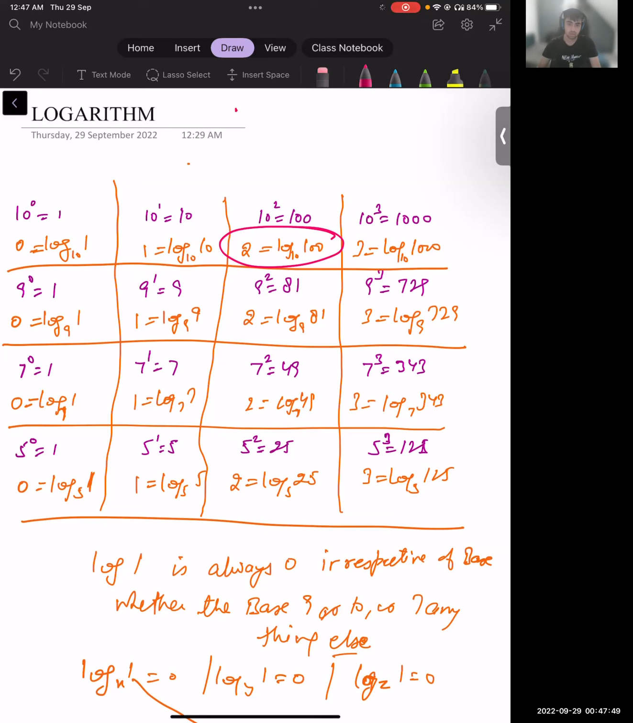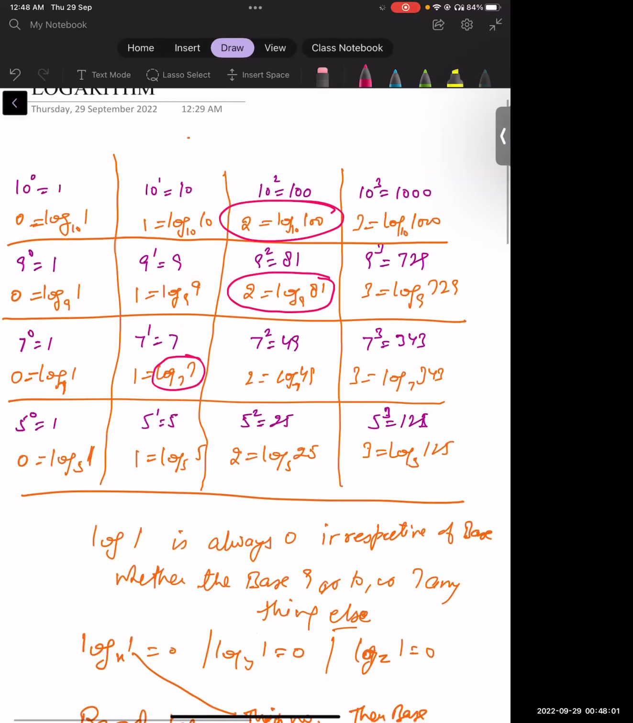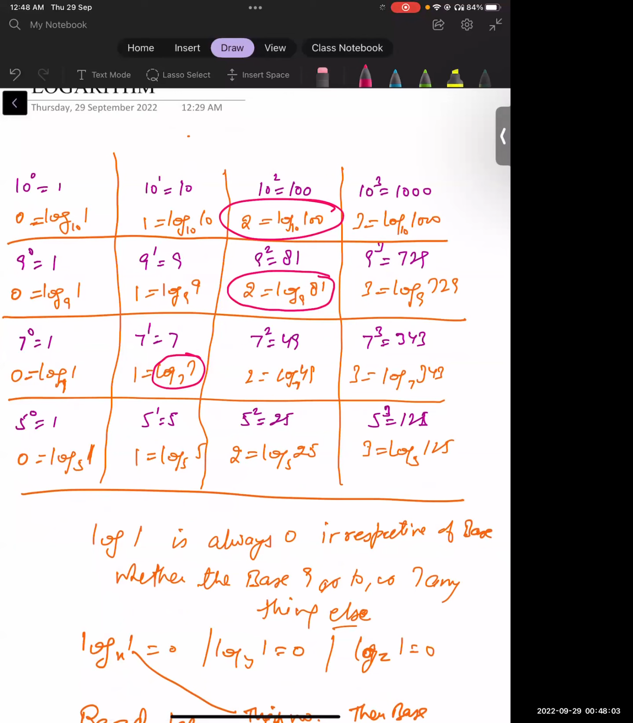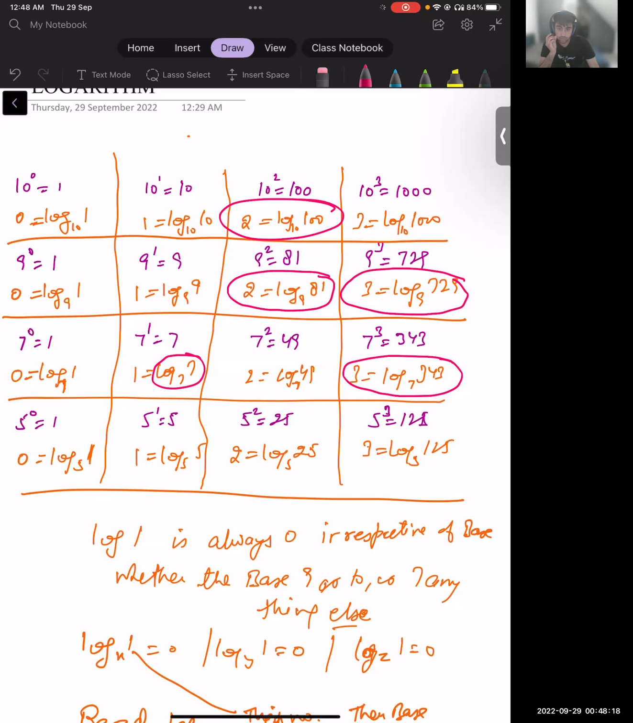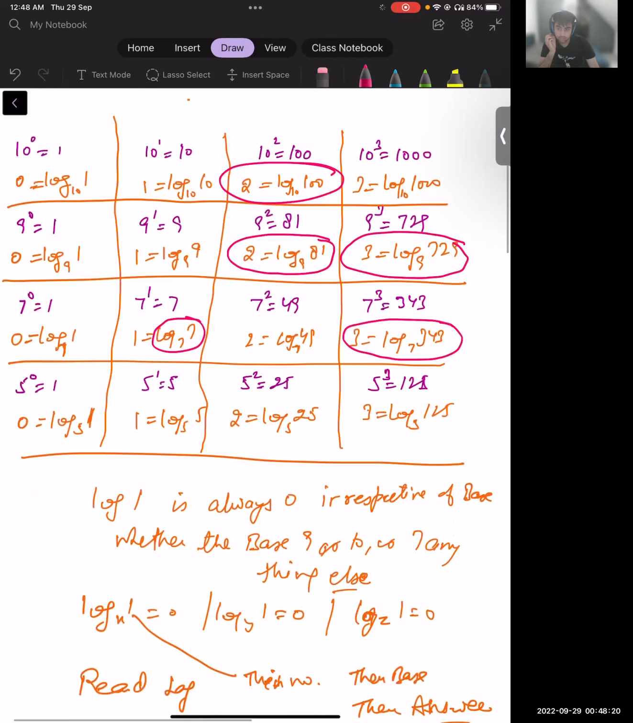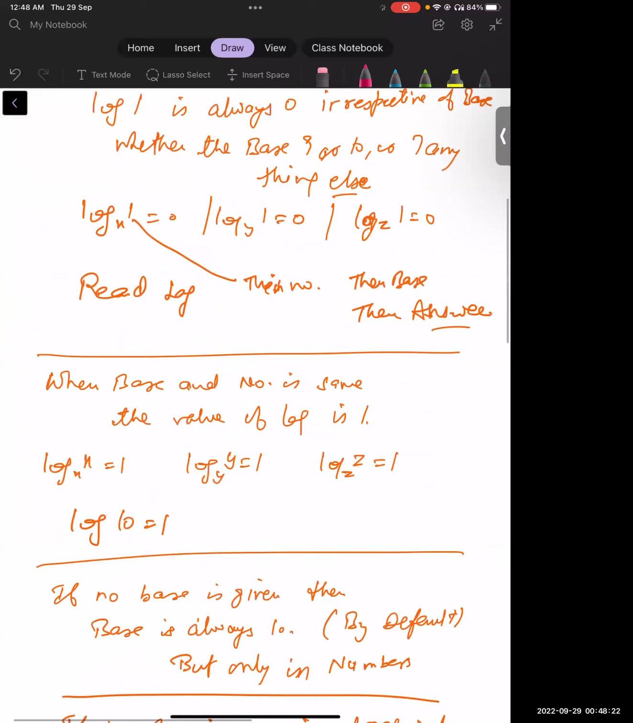What should be the power of 9 so that it could be 81? 2. Now read this. What should be the power of 7 so that it could come 7? It is 1. What should be the power of 7 so that it can be 343? 3. What should be the power of 9 so that it can be 729? 3. Got it?